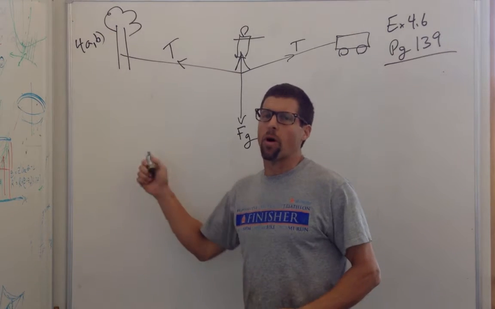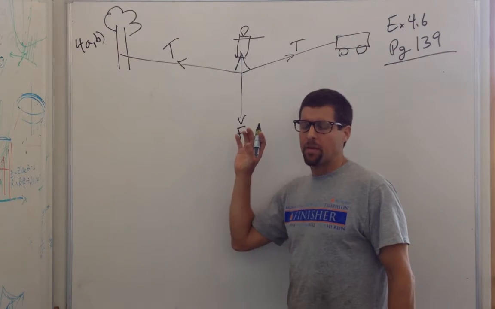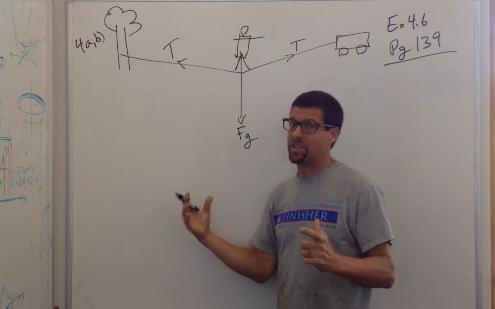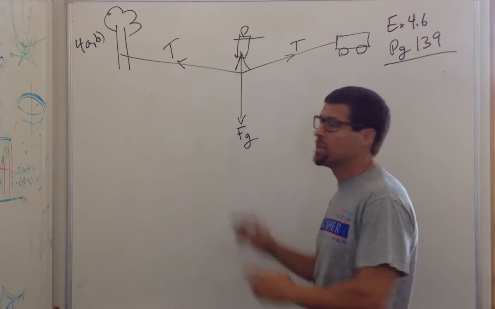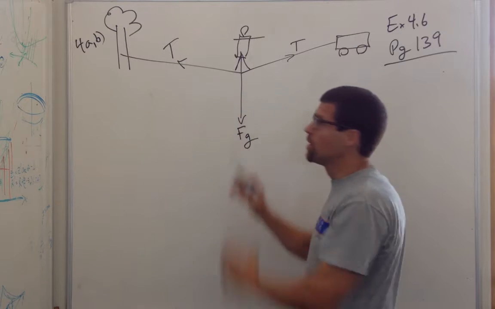So for problem 4, the slackliner. This is clearly a dynamics problem. It's actually statics because the acceleration is 0. We have a whole bunch of forces. We know that it's in equilibrium.